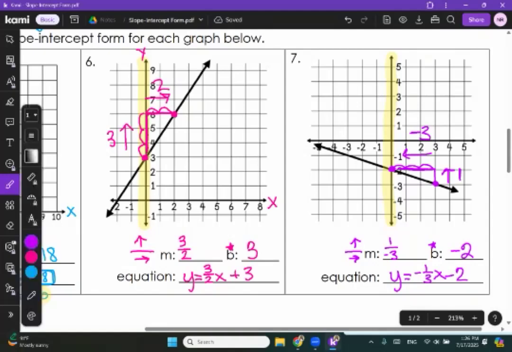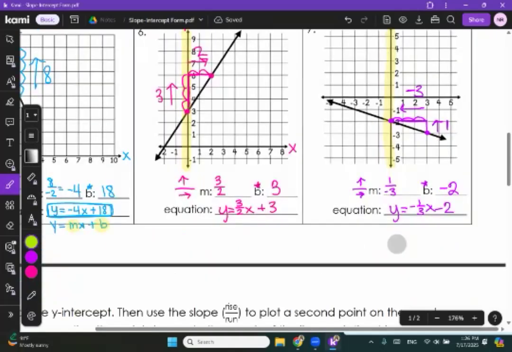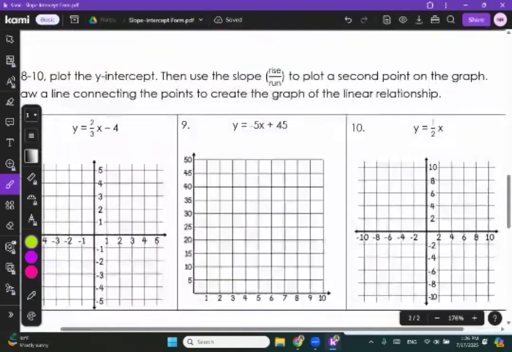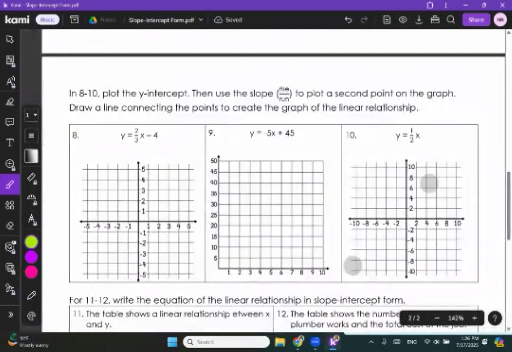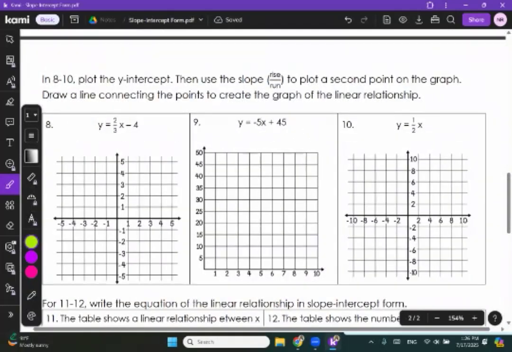Turn your page. In 8 through 10, you're going to plot the y-intercept, then use slope. This time we're going to go backwards. We're actually going to graph these lines. You're going to plot the y-intercept first, then you're going to use slope or rise over run to plot a second point on the graph. Draw the line connecting the points, create the graph of the linear relationship.